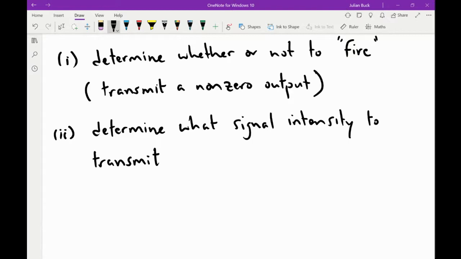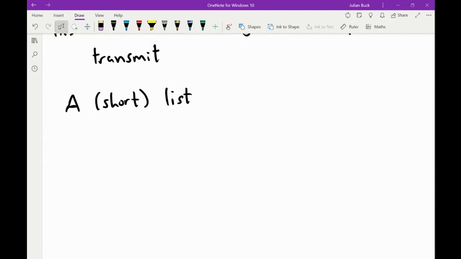All right, so here is a list, I'll put short in parentheses because there are lots of others. There are lots of places you can look. The Wikipedia article on activation functions is a good starting point for a larger list, and there are plenty of articles online about it if you're interested in some of the other ones. But here's a short list of commonly used activation functions.